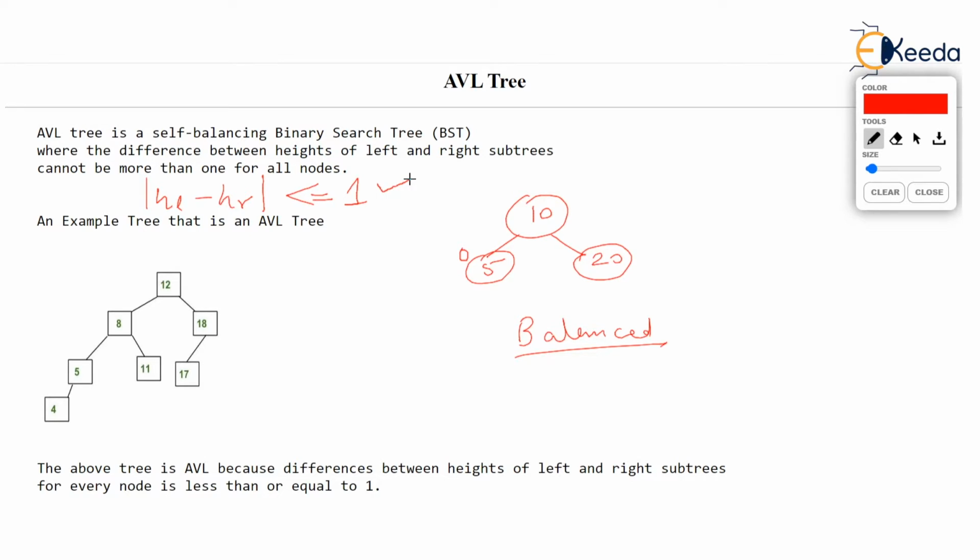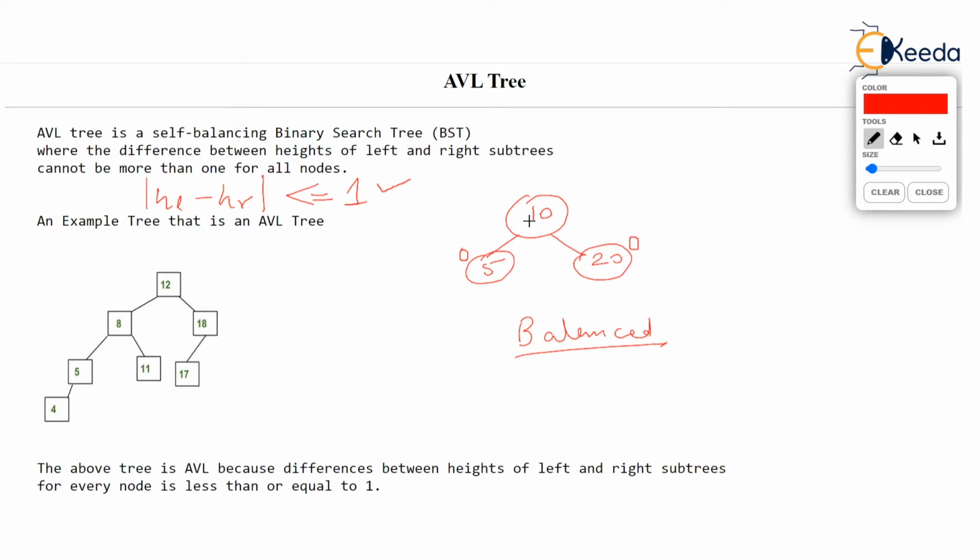Similarly, for 20, which is a leaf node, the difference between the heights is 0 again, 0 minus 0. And what is the difference between the left height and right height of 10? After checking the lowest level, we have gone to the top and are checking the node at the higher level. Is 10 also obeying the rule? Yes, because the difference between the left height and right height is 0 minus 0. Sorry, 1 minus 1.